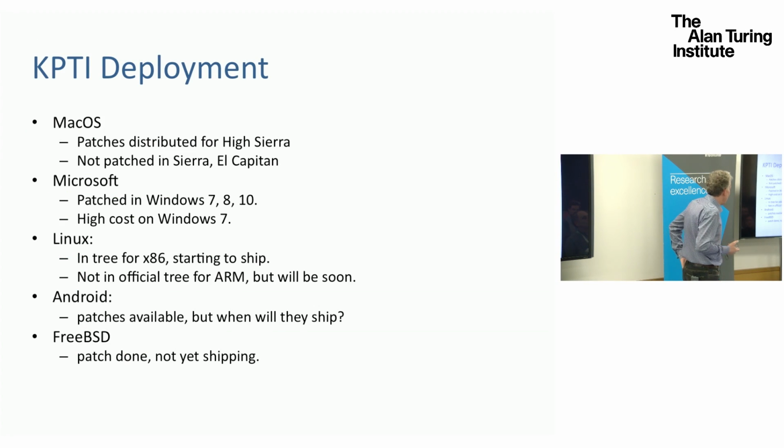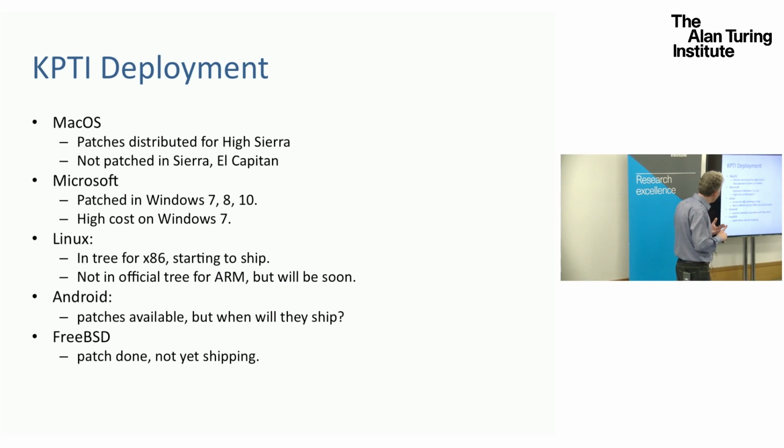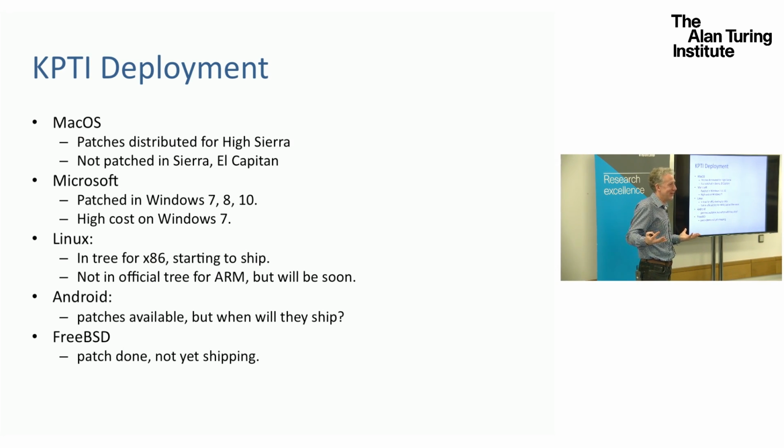In terms of deployment, macOS distributed patches for High Sierra. As far as I know, they still haven't distributed patches for Sierra or El Capitan. So if you're running one of those, like I am on here, user processes can still read all your kernel memory. So that's not great. Microsoft patched everything from Windows 7, 8, and 10. If you look at their performance report from these patches, they say that the cost on Windows 7 is a lot higher than on Windows 8 or Windows 10. The reason is that they did some strange things on Windows 7, like font rendering happens in the kernel, which means that you do an awful lot of transitions to the kernel just to display a screen. So it's slow on that.